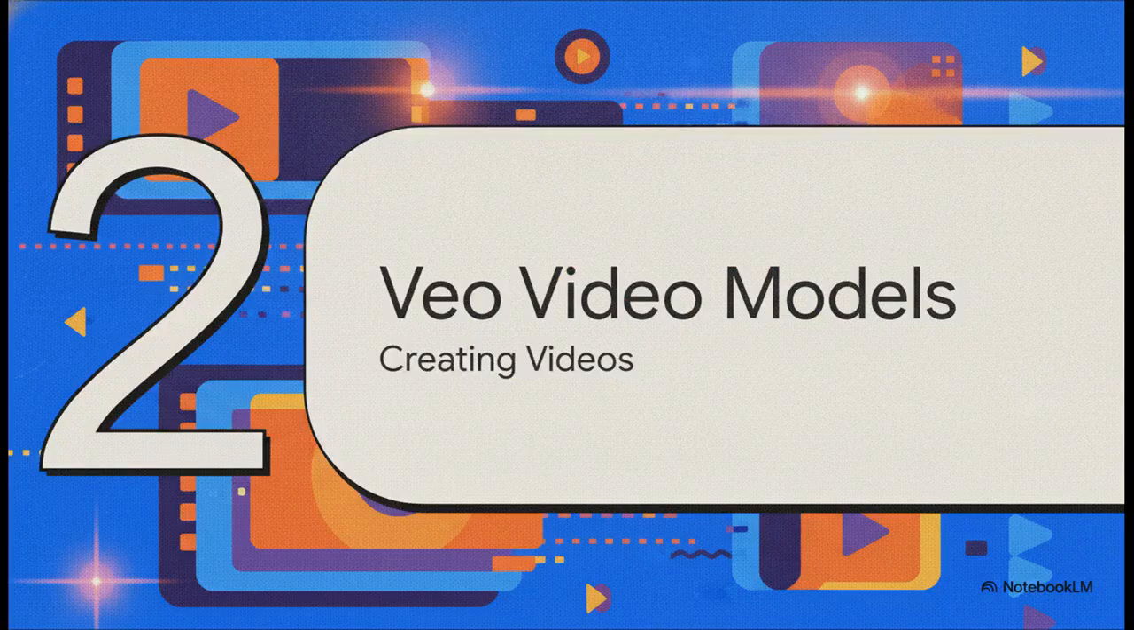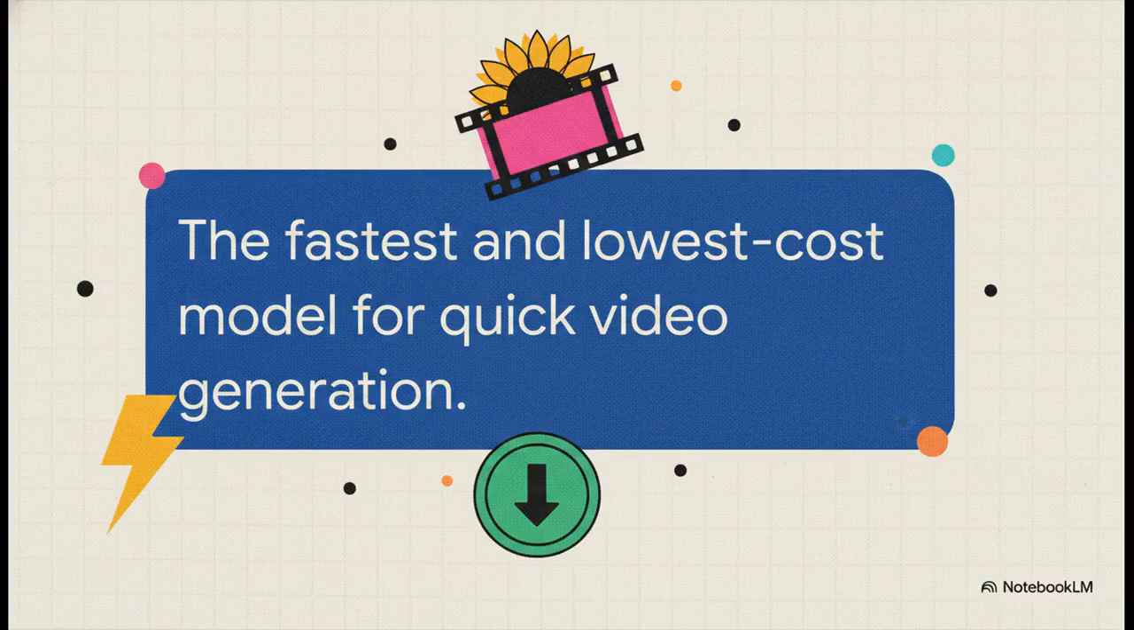Moving right along to section 2, the Veo video models. These are the first major category in our garage, designed specifically for generating video. And let's look at our very first engine, Veo 3.1 Lite. This is your economy engine. It is literally the fastest, lowest cost model available in the entire lineup. It's absolutely perfect for rapid rendering and tasks that just don't need heavy computational lifting.